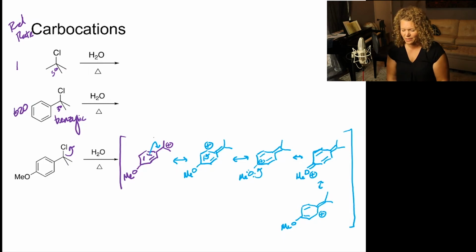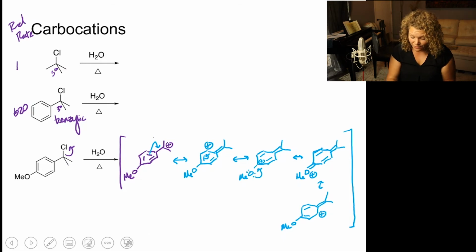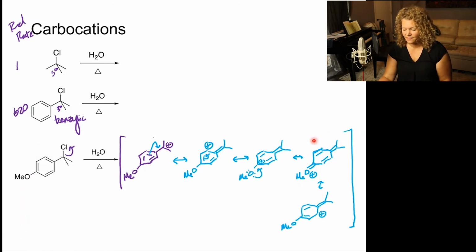One thing you'll notice with this substituent is that we're able to stabilize this even further. And we've talked about this before. This methoxy group here, in this resonance structure, every atom has a full octet. And so this resonance structure has a major contribution to the stability of this carbocation.